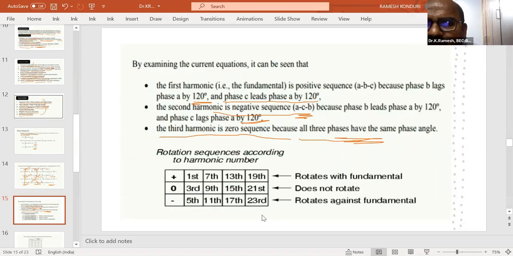So if you take up the rotation sequences according to the harmonic number, these particular harmonics, the fundamental, 7th, 13th, and 19th, rotate with the fundamental. Next, the zero sequence, 3rd, 9th, 15th, and 21st, do not rotate. Next, the 5th, 11th, 17th, and 23rd rotate against the fundamental, due to which we call them the negative sequence harmonics.